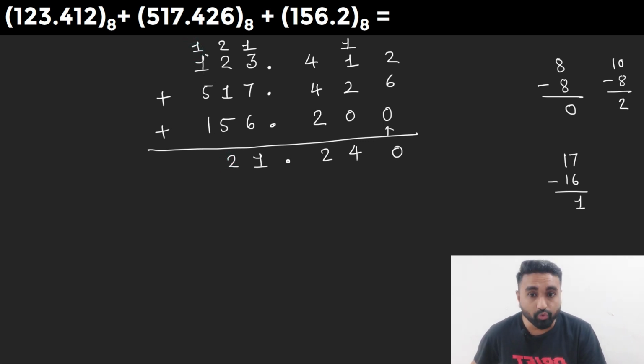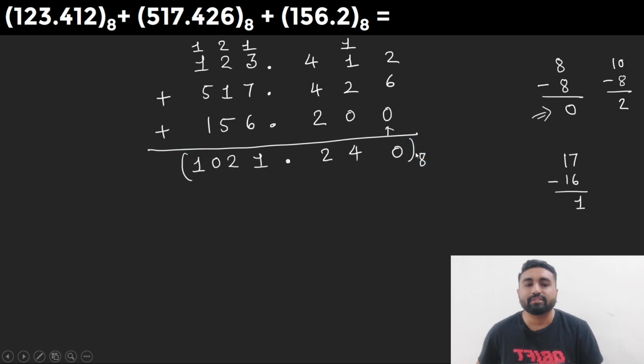1 plus 1, that is 2, 2 plus 5, that is 7, and 7 plus 1 is 8, and 8 is directly we can say 10, because here we have done that. So here our answer will be 1021.24. Okay, so this is how you need to perform the octal addition.